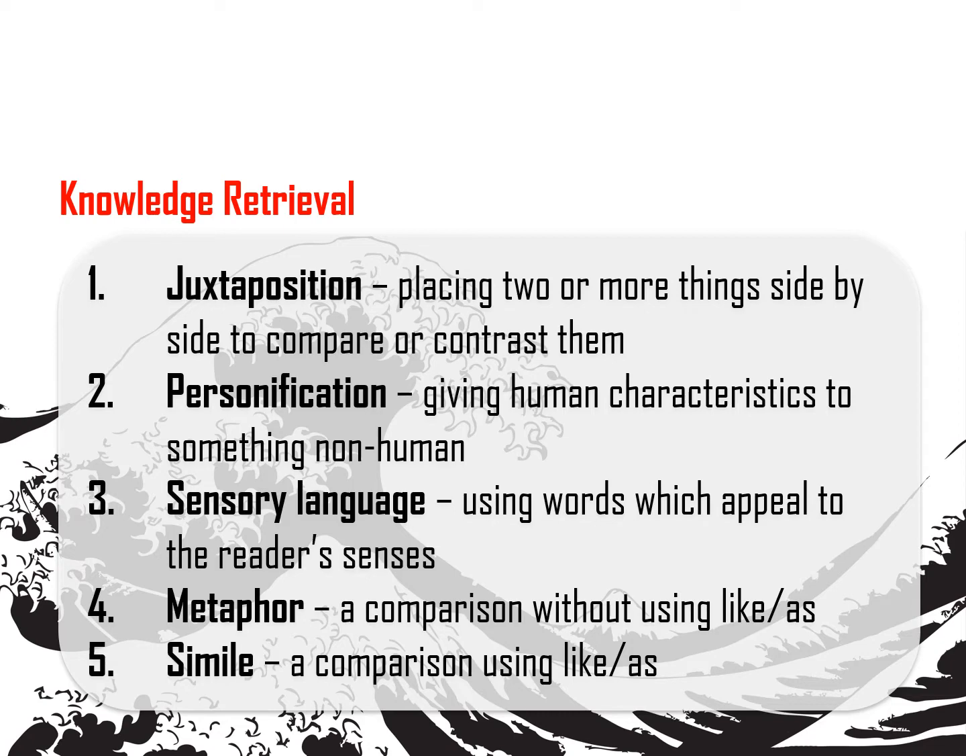Number 3, sensory language, using words which appeal to the reader's senses. 4, a metaphor is a comparison without using like or as. And number 5, a simile is a comparison which does use like or as. Check your answers, tick the ones you got right, and improve the ones that you didn't.